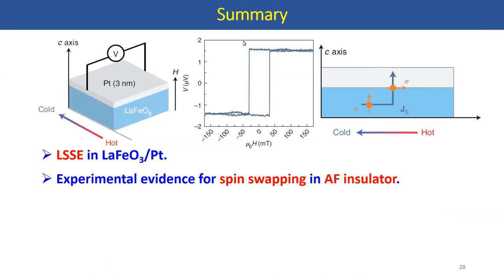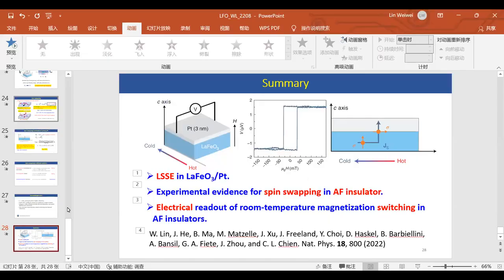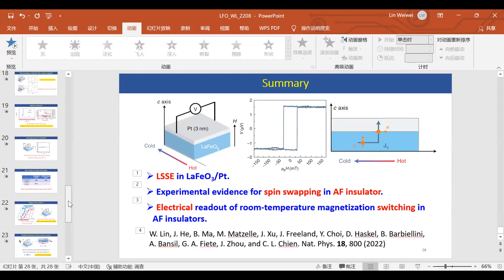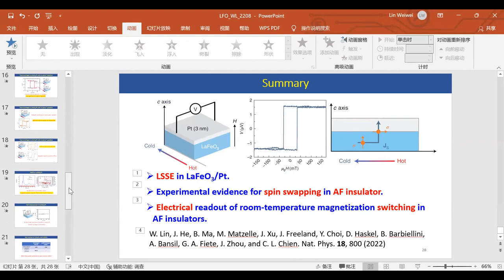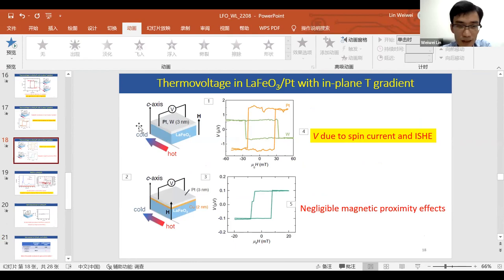No. My question is, when it is getting injected in the heavy metal, does the sign of the injected spin, or the sign of the spin swapping, depend on the heavy metal spin Hall angle sign? No. So I will discuss this with the in-plane temperature gradient. This is where spin swapping happens, so we can measure the opposite thermal voltage for the platinum and the tungsten.